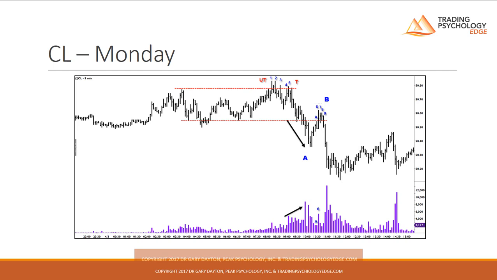So now, notice that we have a pulse down off of the upthrust. Volume increases to the downside. It's not as crystal clear as it is on the Weiss wave, but you can certainly see that volume is expanding as we move down. That's pretty clear. And the price action is pretty negative here.